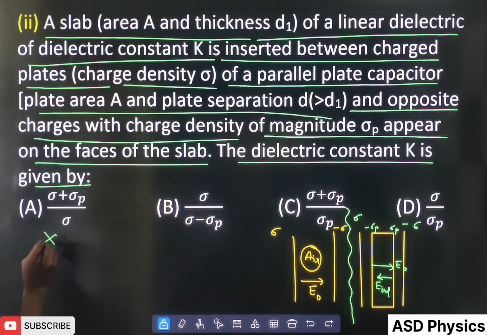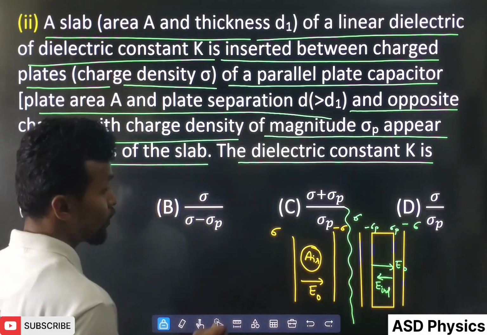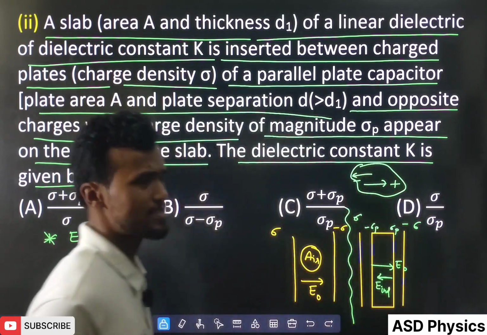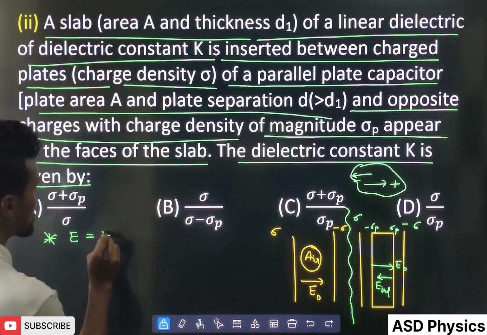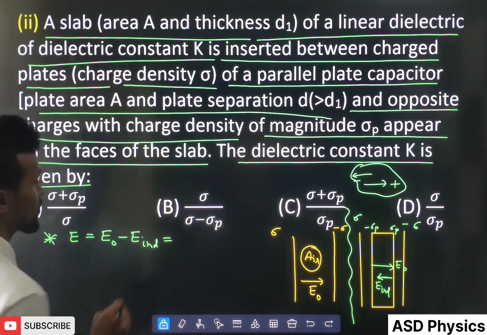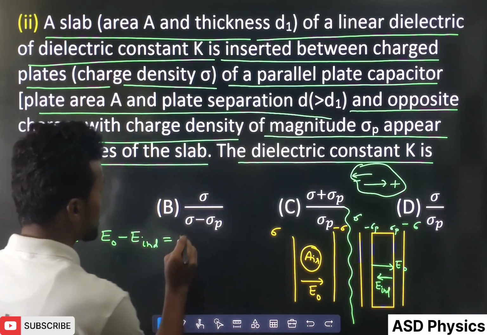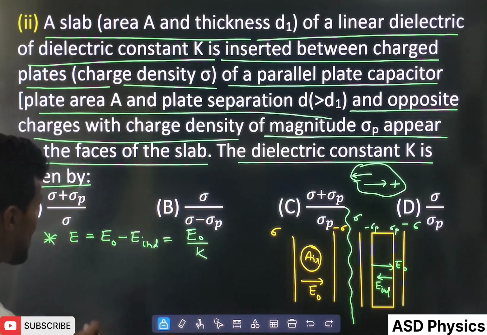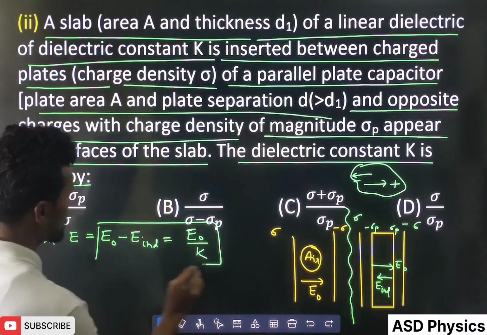So students, remember that when the dielectric is inserted, the resultant electric field is given by what? Let's take this side plus, this side minus. No need for vector signs now. So this will come as E equal to E naught minus E induced. Normally the electric field will decrease, so we write E naught by K. What is K? K is the dielectric constant. Now we are going to see this.